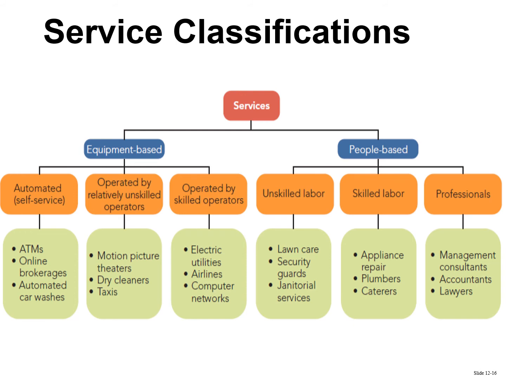Then the next one is people-based services. Again, as I said, the people play the major role in these kinds of services. First one, unskilled labor like lawn care, skilled labor like appliance repair, and professionals like management consultants, accountants, or lawyers. So these are mainly people-based. You need people to perform those services for the customers. Okay, so these are two main classifications of service: equipment-based and people-based.